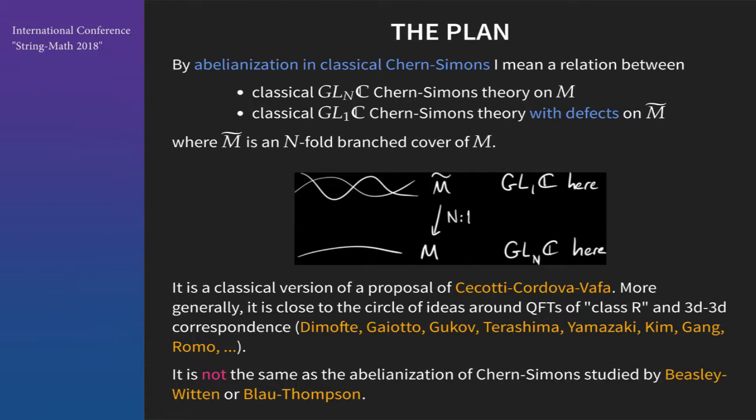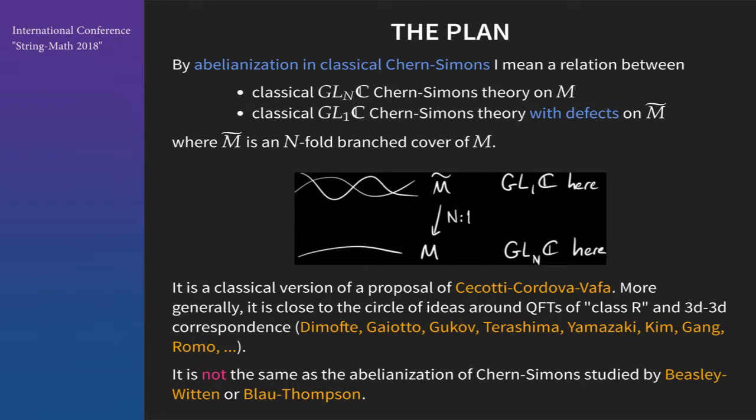So what I'm going to describe in detail is a kind of classical version of a proposal that's been around for a while. In fact, it was proposed by Jacobi, Cordova, and Baffa that even the quantum Chern-Simons should be identified. We're not in a position to be able to prove that, but we are in a position to make a pretty precise version of the classical story, so that's what I want to explain. And this proposal is also pretty close to a circle of ideas around quantum field theories of class R. I'm not going to say a lot about that relation today, but it's certainly kind of there in the background.